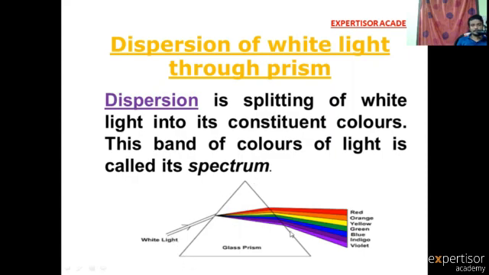Look at here. This is the prism. Here, white light is focused on the prism. After some time, the colors are generated, that is red, orange, yellow, green, blue, indigo, violet, like a rainbow. Simply, this process is called dispersion.